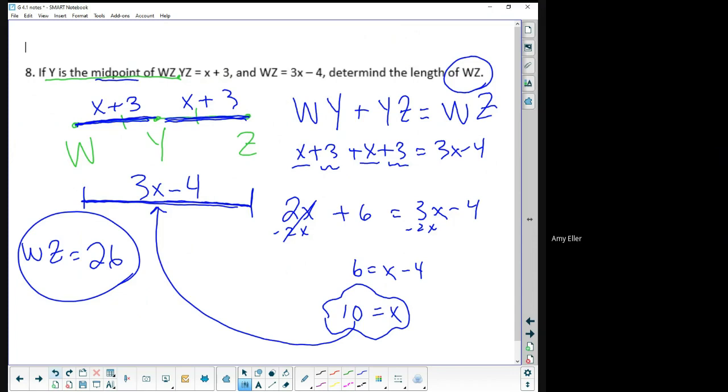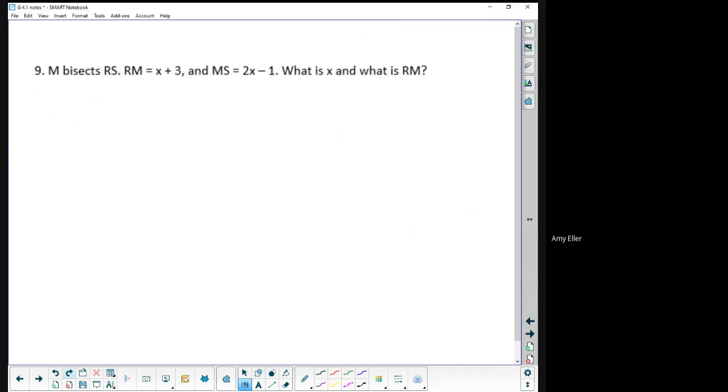Just a quick note before I go on. If I didn't draw this in the beginning, I might not have remembered that this is also x plus 3. So when you see the word midpoint, try really hard to remember to mark those alike because that might help you solve it. 9.